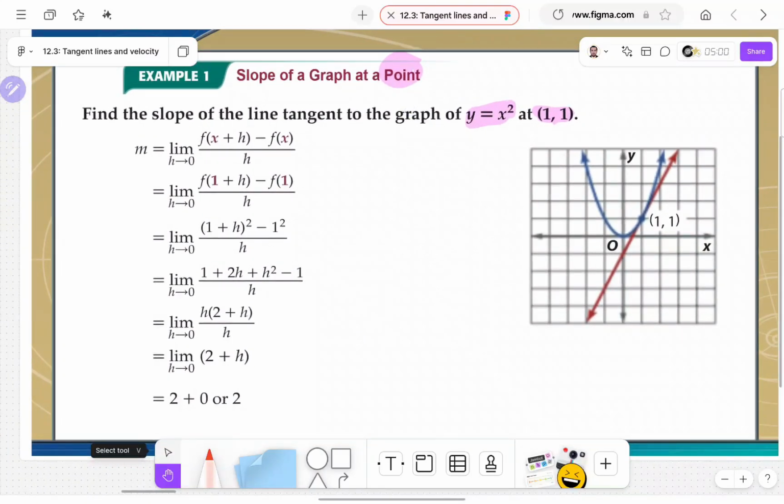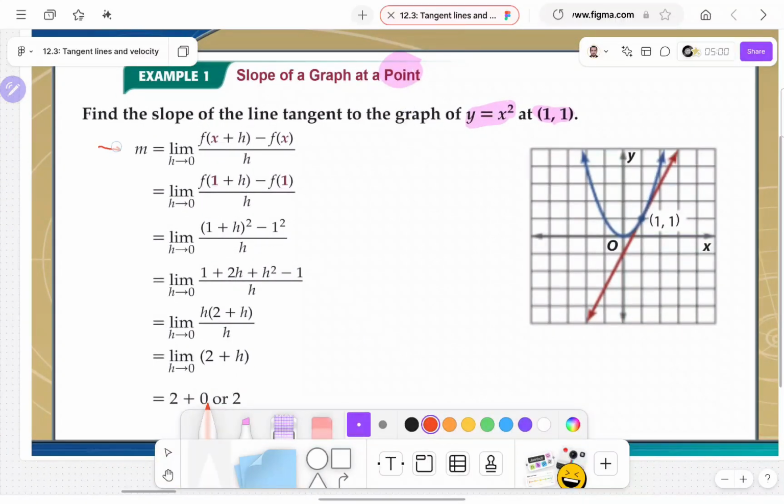So the first step that we need to do is to write the formula: limit as h approaches 0 of f of x plus h minus f of x over h. Now, as you can see from the point given, because I need to find the slope at 1 point, this number here is x, this number here is y. So I'm going to use this number and replace it in every x, as you can see. So it will now be similar to this: f of 1 plus h minus f of 1 over h. So what does that mean, or what do we mean by f of 1 plus h?